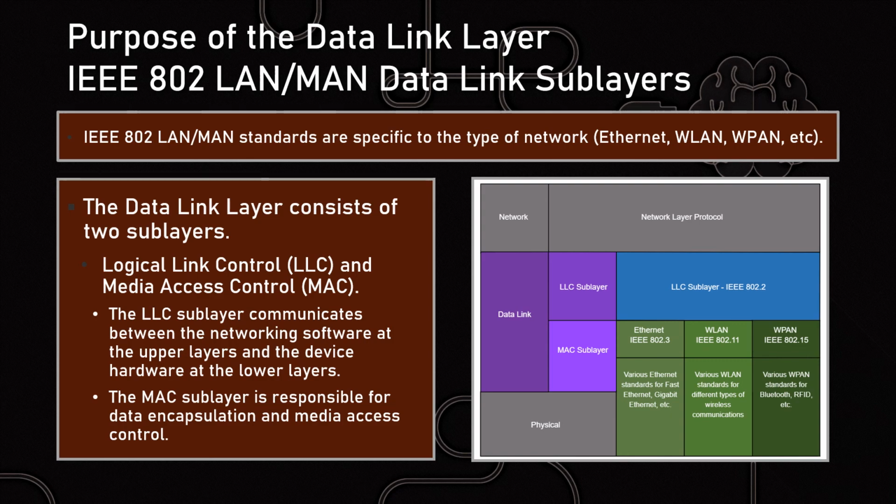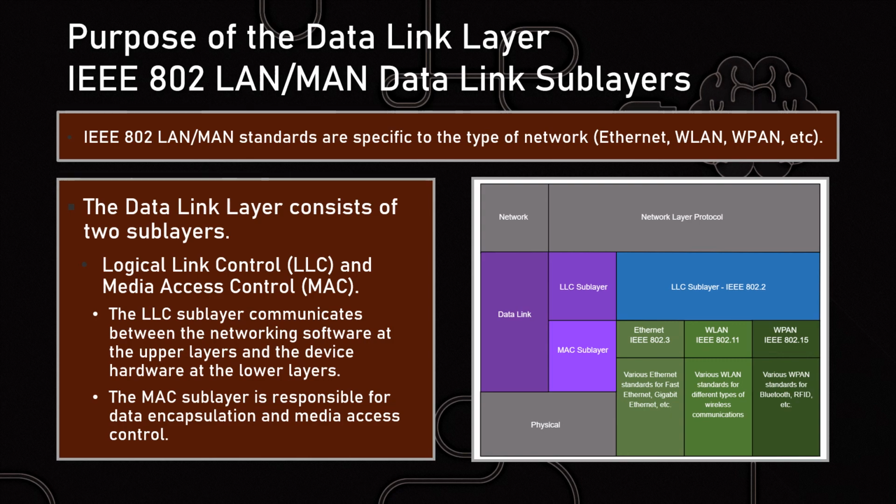So the IEEE 802 LAN/MAN standards are specific to the type of network being employed. Is it Ethernet? Is it using a wireless LAN, a wireless personal area network such as Bluetooth? The data link layer itself is not a continuous single layer, but rather a marriage of two sublayers. The two sublayers are the LLC, the logical link control, and the media access control, or MAC.